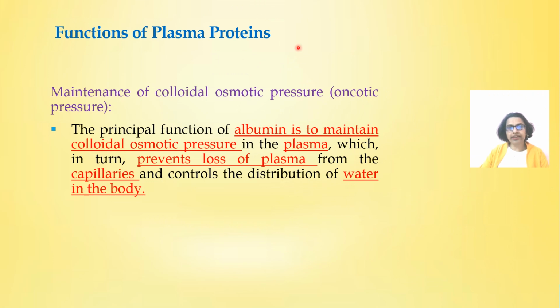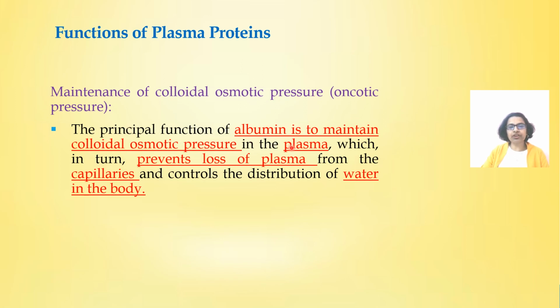So let us look at the plasma proteins. There are different kinds of functions for the plasma proteins. So how will it be helpful? It will be helpful for various functions. The first one is maintenance of colloidal osmotic pressure. It's also known as oncotic pressure.